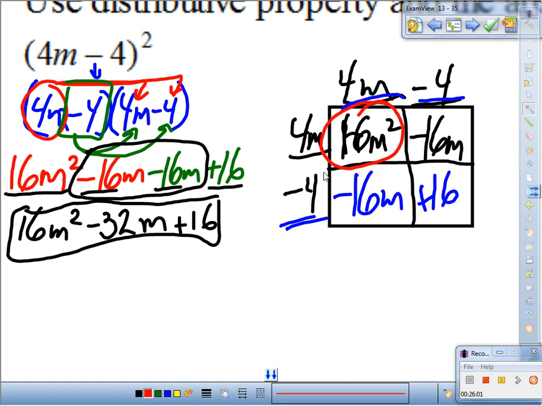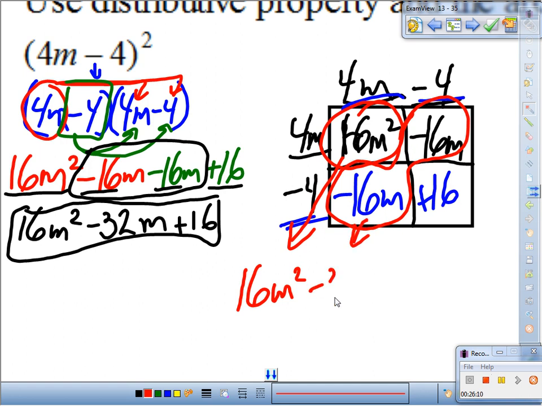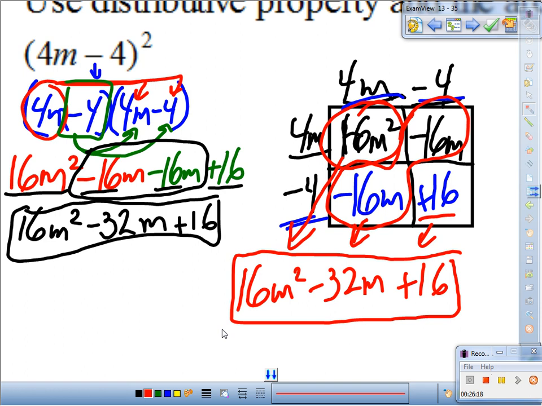All right, let's see. Start with this one. Is there another m squared? No. Bring it down. 16m squared. Combine like terms right here. That is negative 32m. And then at the end, bring down the plus 16. Can't combine anymore, so we're done. And oh, look, this is like that one. Hands if you got that.